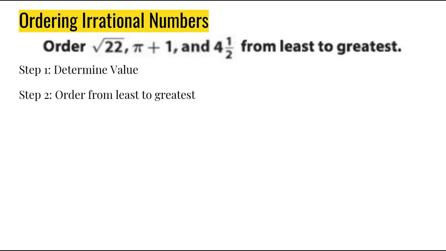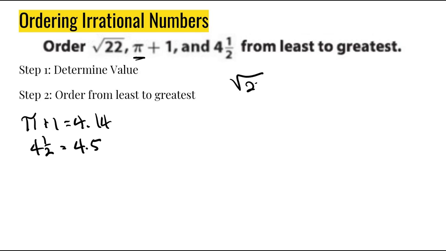So the first thing we need to do is determine the value of each number. Let's do the ones we already know. We should know that pi is 3.14. So pi plus 1 is about 4.14. About, not exactly. Okay, 4.5. 1/2 is 0.5. So we know that 4.5 is 4.5. And the square root of 22, we have to do a little bit of math.